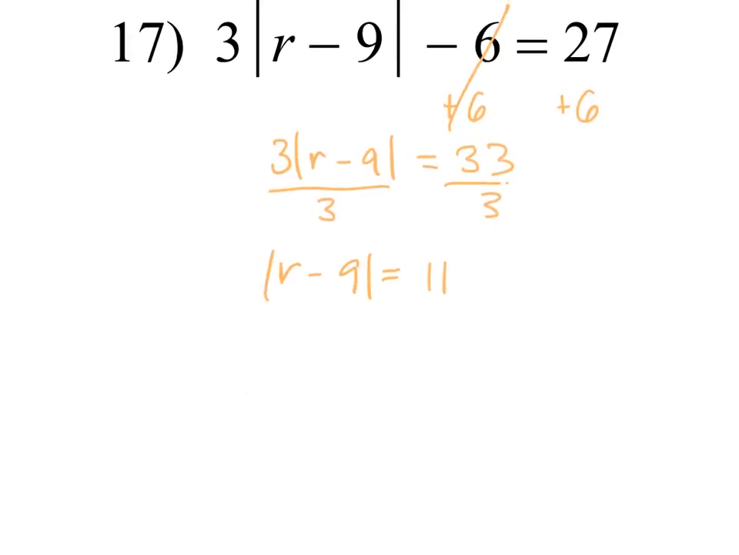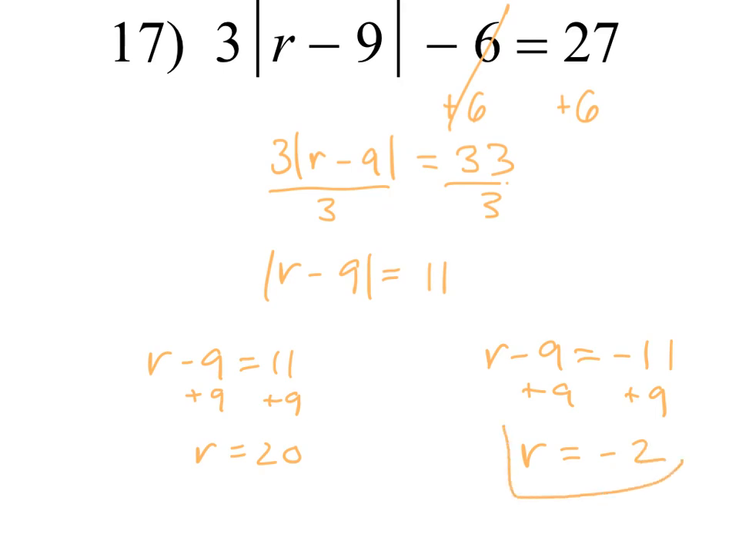To get rid of our absolute value, we split it. So r minus 9 is equal to 11, and r minus 9 is equal to negative 11. We just add 9 to both sides, so r is equal to 20, and r is equal to negative 2. Any questions on this one?